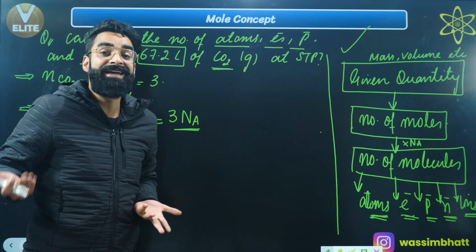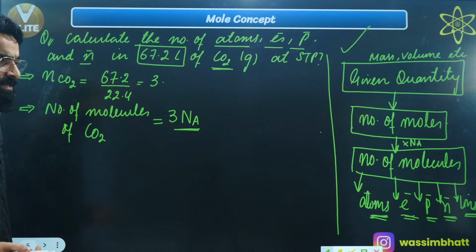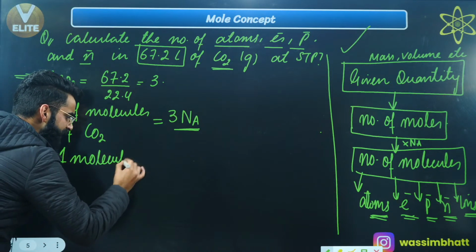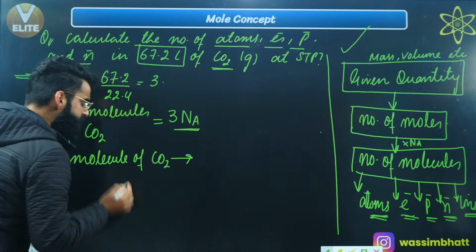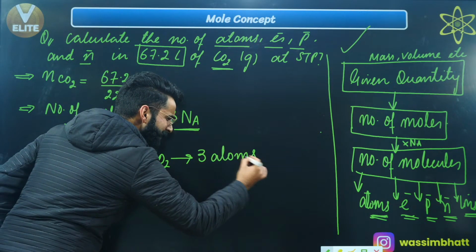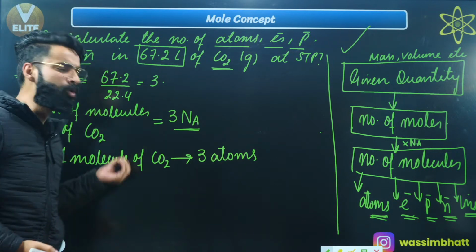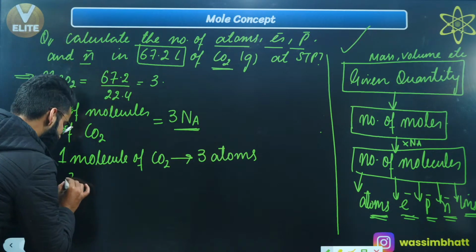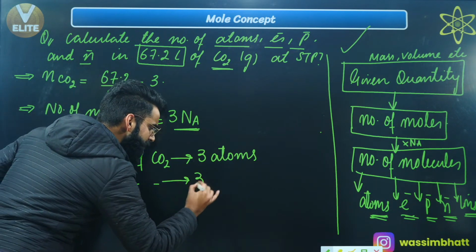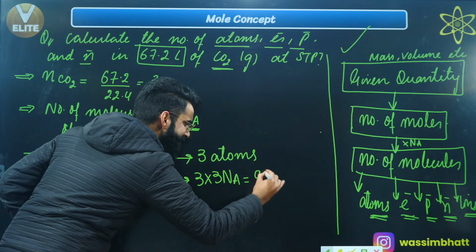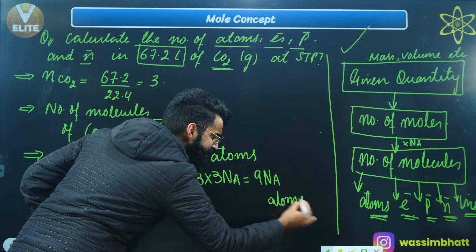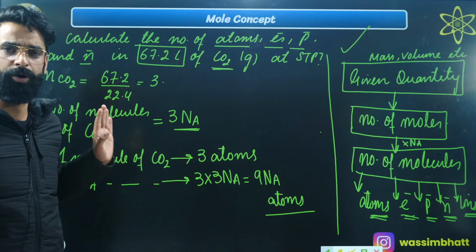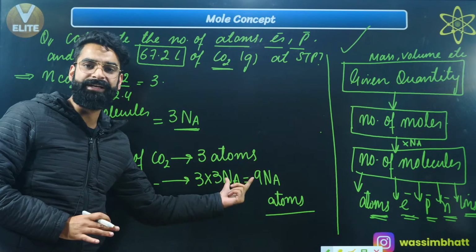I'm going to write the same thing in the form of a statement. One molecule of carbon dioxide contains 3 atoms. Now people, it's simple. If one molecule of carbon dioxide contains 3 atoms, then 2 molecules will contain, multiplied by 2, 3 molecules, multiplied by 3, 4 molecules, multiplied by 4, 3 Na molecules, multiplied by 3 Na. So 3 Na molecules of carbon dioxide will contain 3 multiplied by 3 Na atoms in total, which comes out to be 9 Na atoms. So I got to know exactly there are 9 Na atoms present in 67.2 liters of carbon dioxide, right? Very simple and basic thing. Perfect. You got to know exactly how to calculate the atoms.